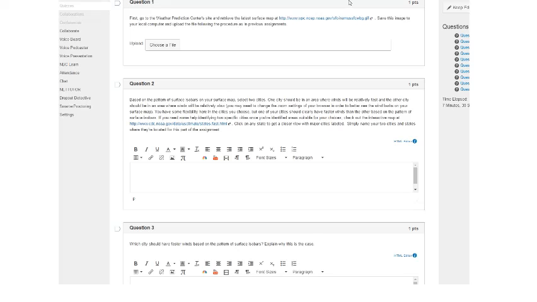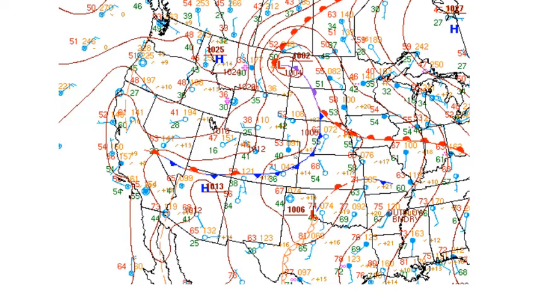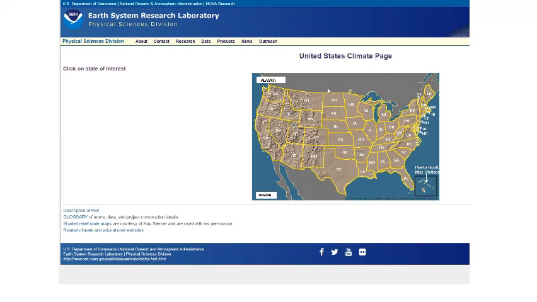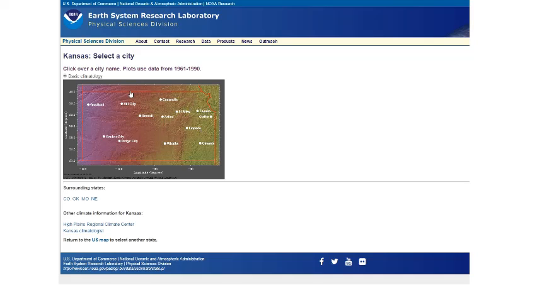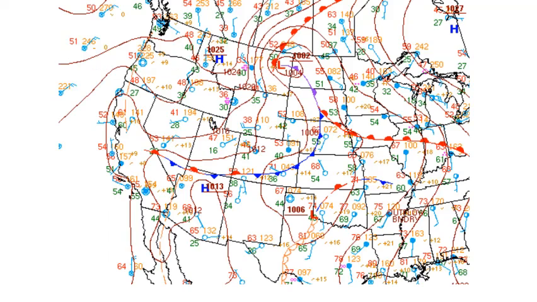Now, in question two, it says to take a look at your surface map and select two cities. You want to find two cities on your map, one that has relatively calm winds and another area that has very strong winds. You may notice that there are no city identifiers. They've got all these little station models. If you remember, we learned about that in the skills test. But the station models do not have the little three-letter identifier. So you may not know what city that is. To find out the city, you can click on this website and then choose, if it's somewhere in Kansas, you can see the names of the cities in Kansas and choose the proper name for the surface map that you're looking at.